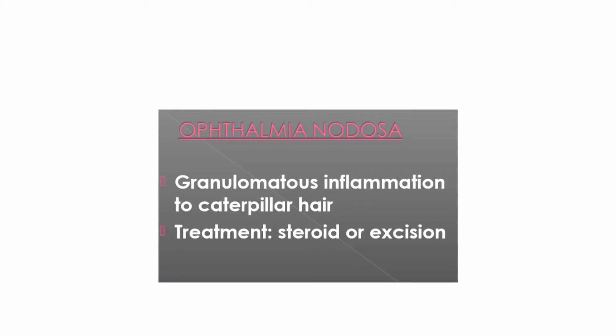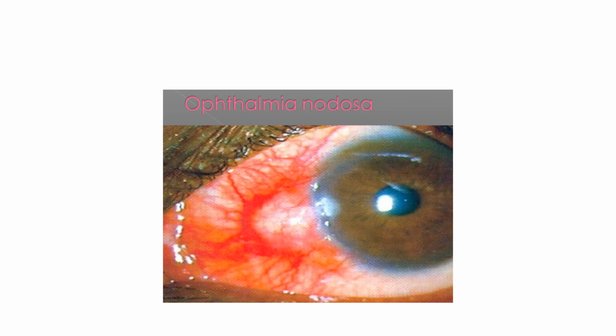Ophthalmia nodosum. Sometimes some insects fall into our eye and then a part of the insect like a caterpillar hair remains inside the eye. So it tends to incite a granulomatous inflammation. That granulomatous inflammation is called ophthalmia nodosum. When this happens at the limbus, it becomes one of the differential diagnoses for the swelling at the limbus. So treatment will be steroid or excision. So this is a case of ophthalmia nodosum. If seen carefully with a slit lamp, you may see a caterpillar hair in the swelling.